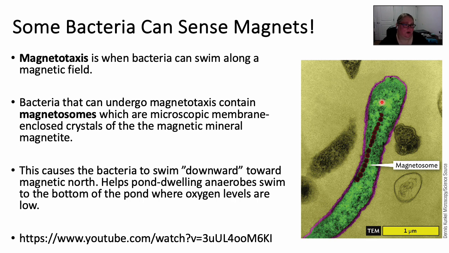Okay, this is actually really important. A lot of anaerobes, bacteria that can exist where there's no oxygen, live at the bottom of ponds where oxygen is pretty low. To help them get to their anaerobic environment, an environment without oxygen, they use those magnetosomes to align to magnetic north, and it causes them to swim down to the bottom of the pond. This helps them be in an environment where they can survive. These magnetosomes are really cool.